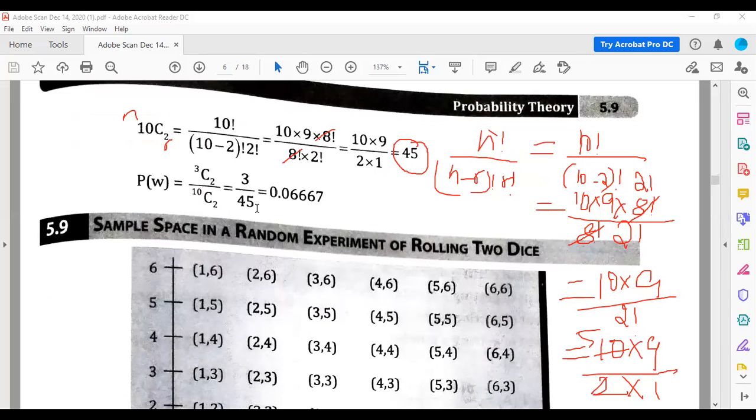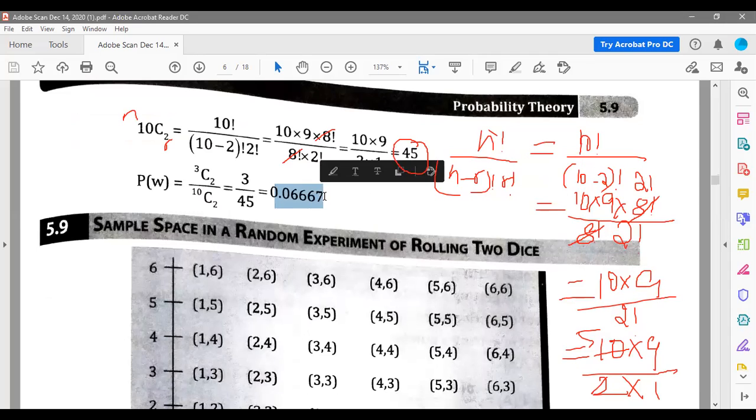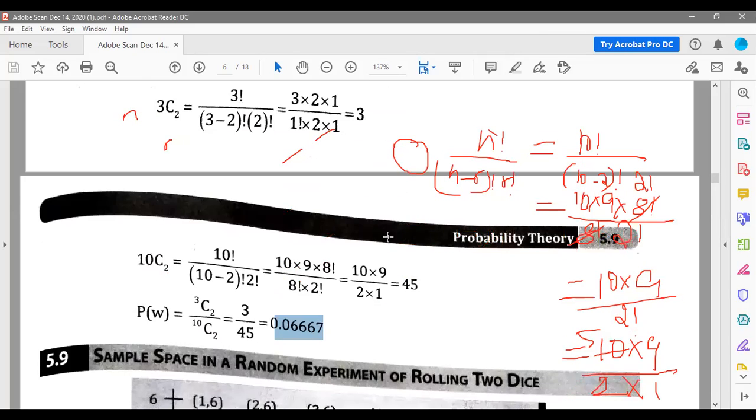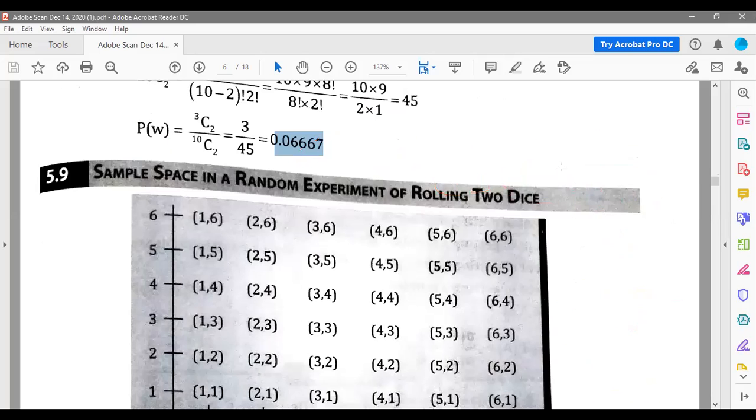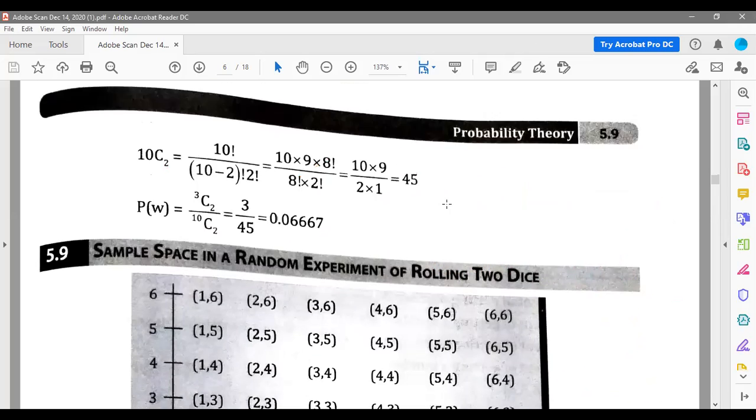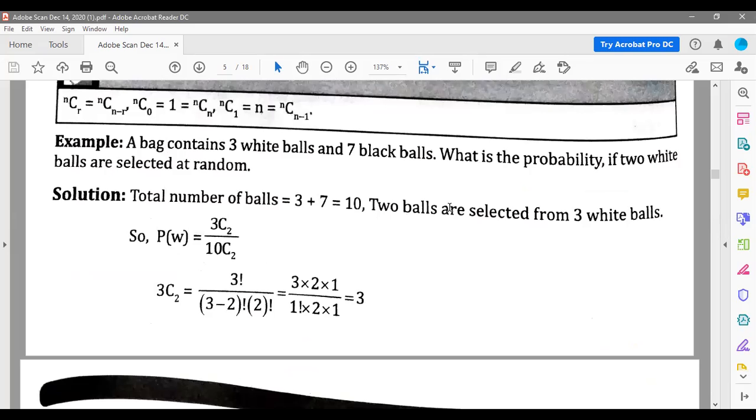So 3 by 45 is the probability of getting 2 white balls when you pick 2 balls randomly. It is 0.06667. Okay, this is how you find the combination of the problem. So first we apply the combination concept to the problem, and then we use the probability formula to find the result of the probability.